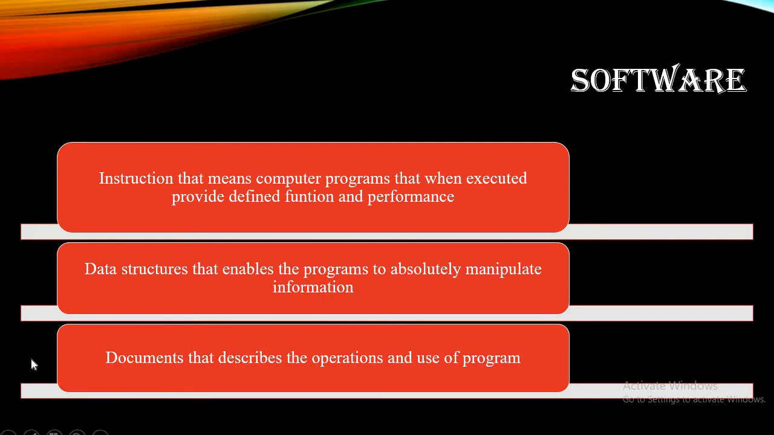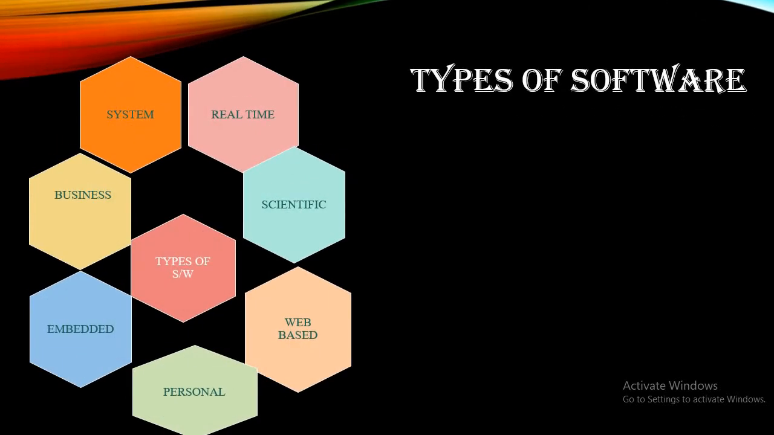And the last one is documents that describe the operations and use of the program. When we talk about documents, the user manuals are one of the documents that describe the operations and use of programs. Here the user manuals are required to understand the working of a software. We also have design manuals, which are used to understand the internal structure of the software, which helps us in maintaining the software. So this is the software definition given by Roger Pressman. So we came to know what is software and what is engineering.